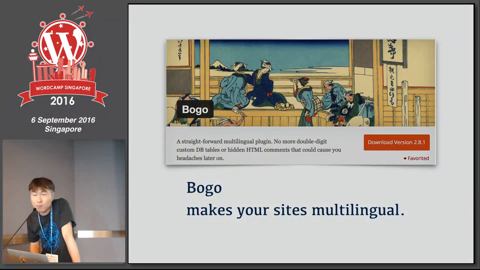And this is Bogo. Bogo makes your sites multilingual. Do you know this? Okay. Bogo's strong point is it manages language metadata in a very clean and efficient way. If you are interested in this type of multilingual plugin, I can show you a demonstration after this. So please ask me.